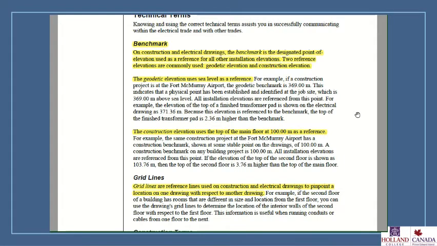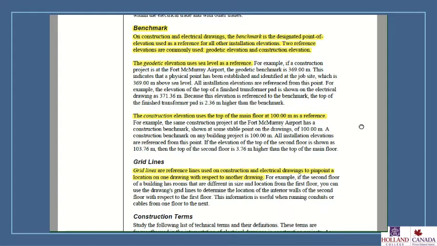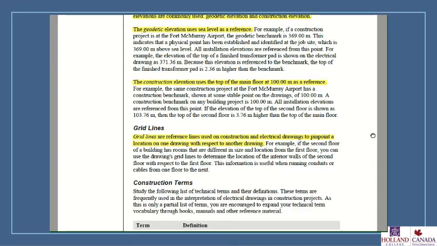Two reference elevations are commonly used: geodetic elevation and construction elevation. The geodetic elevation uses sea level as a reference. The construction elevation uses the top of the main floor at 100 meters as a reference.